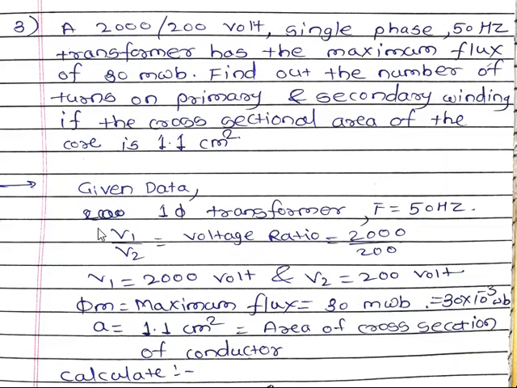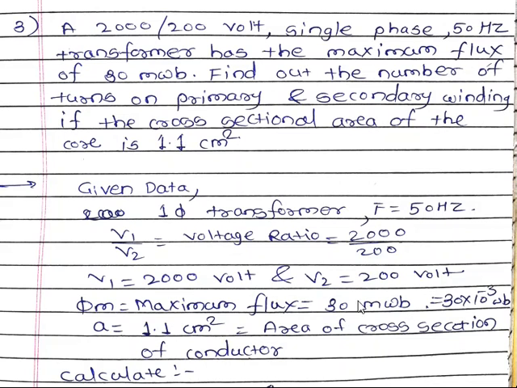The voltage ratio V1 by V2 is equal to 2000 divided by 200. The voltage V1 is 2000 volt and the voltage V2 is 200 volt. It is a single phase transformer and the frequency is 50 Hz. Now in this example the value of maximum flux, that is phi m, is given as 30 milliweber.